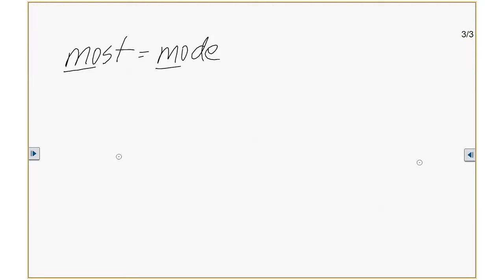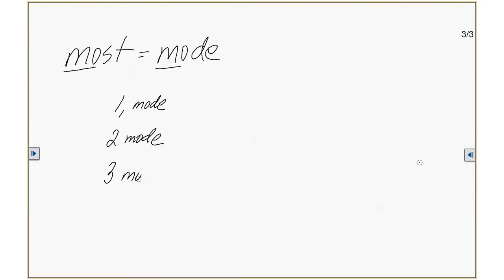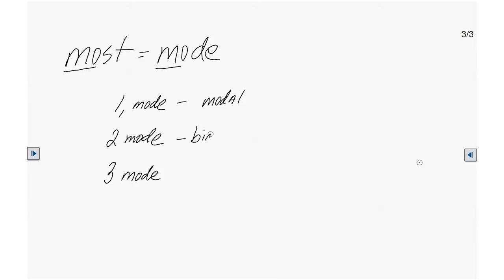Can you have more than one mode? Yes. You can have two modes. You can have one mode. You can have two modes. You can have three modes. And what are those called? This one's just called modal. This one's called bimodal. This one's called trimodal.